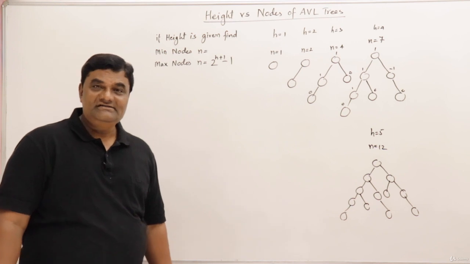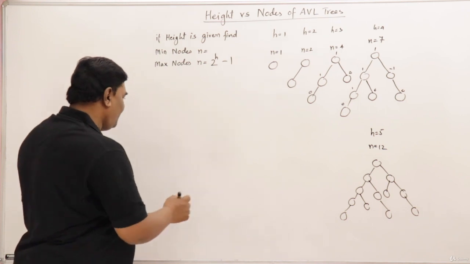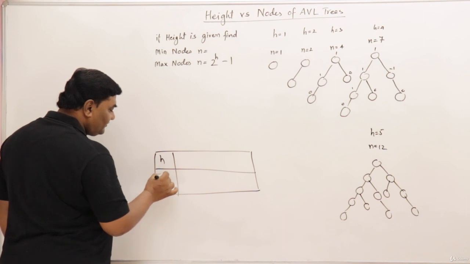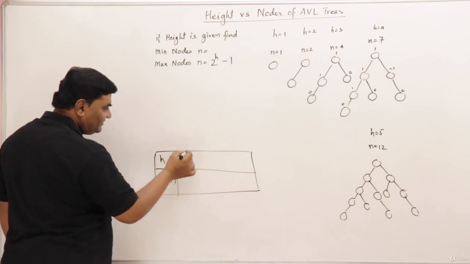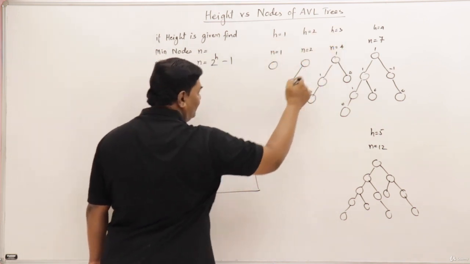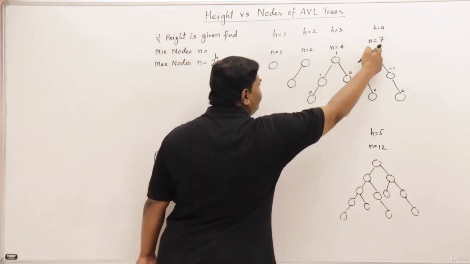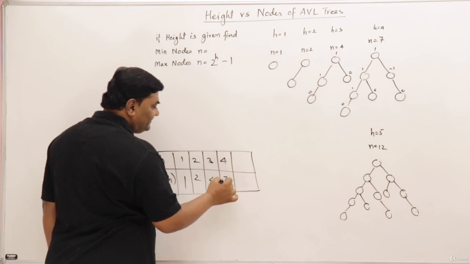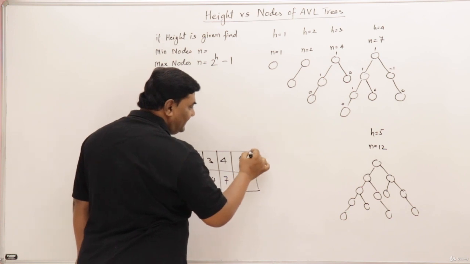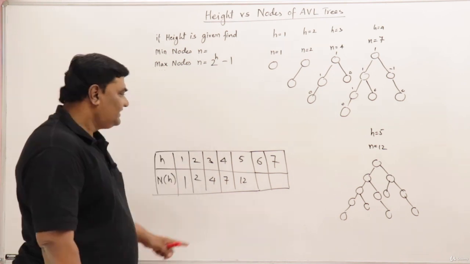Now we have enough examples for observation and to get the formula. Now I have some set of values. Let me prepare a table. If height is given, then how many nodes for a given height? Let us make it as a function. So if height is 1, 1 node; 2, 2; 3, 4; 4, 7; 5, 12. I'll extend it: 6 and 7. Tell me the answer for these.